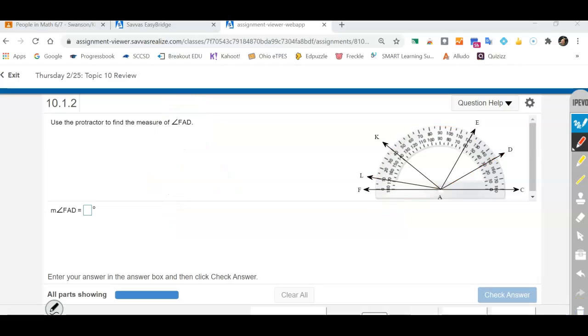If they were to ask me, if they said angle CAD, C is on the right side, so 0 is on the inside of the protractor on that side. So if I start on the right, I read the inside. That would be 30 degrees. Does that make sense? So people are still getting confused on that, so we got to be careful.